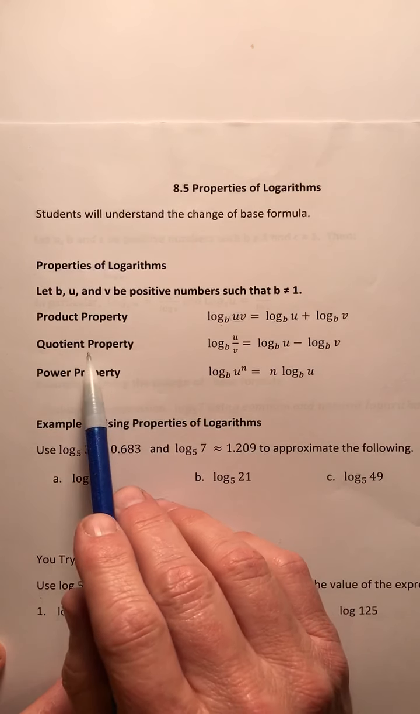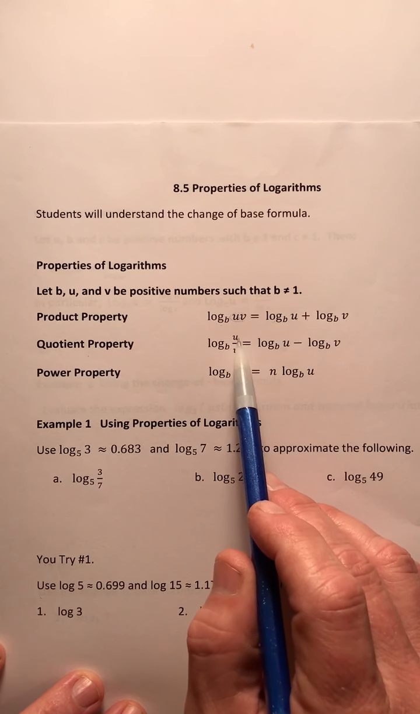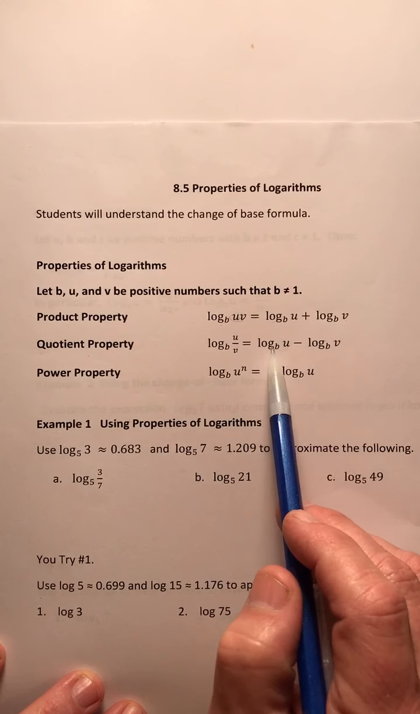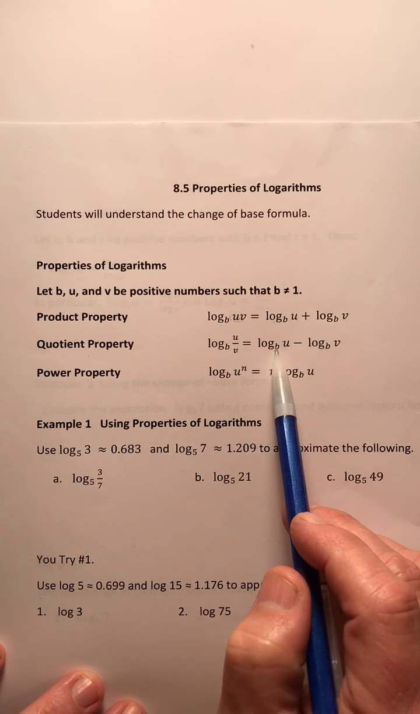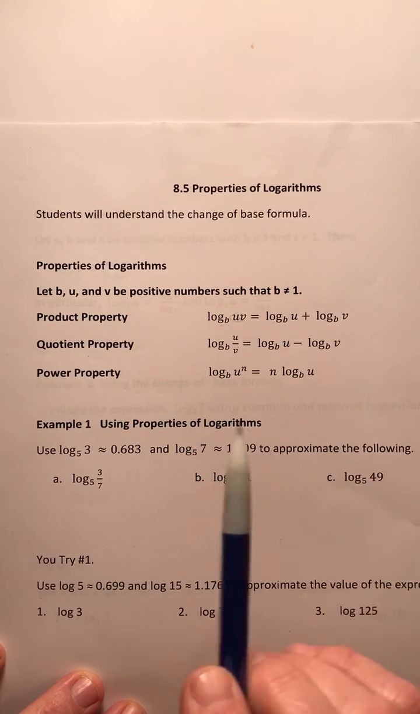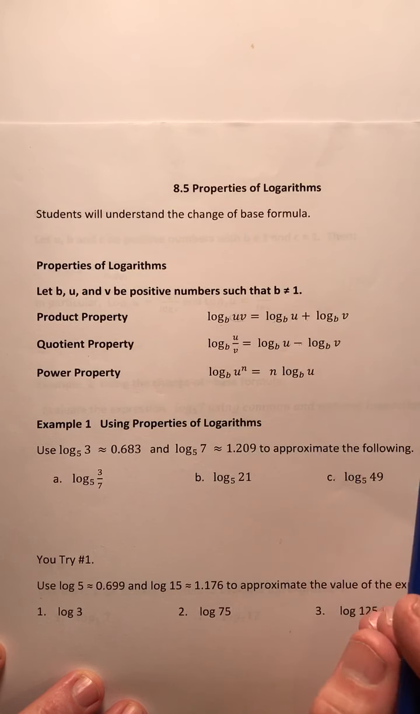All right? Then we have the quotient property. The quotient property says if we have log base b of u divided by v, then we can break these two up, give them their own log of the same base, whatever this base is, and we take the top one minus the bottom one. So log base b of u minus log base b of v.